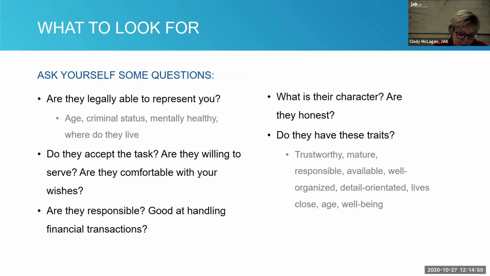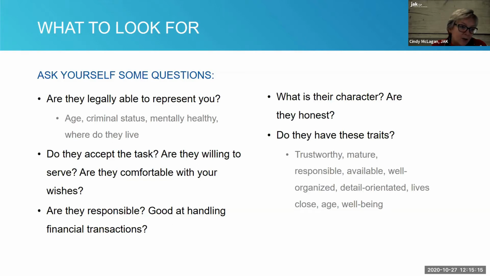Also, criminal status. You don't want somebody who's been arrested or who is in jail to manage your estate. You want them to be of sound mind. And of course, it's very important where they live, because dealing with an estate is a lot of work, and it's easier if it's somebody who is in the region of where you believe your estate will be.